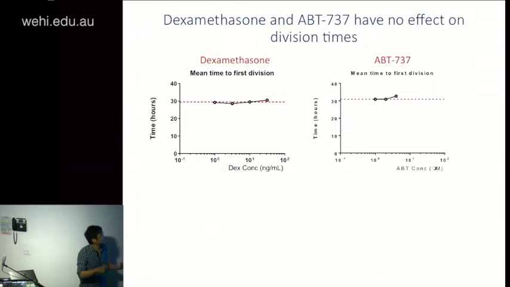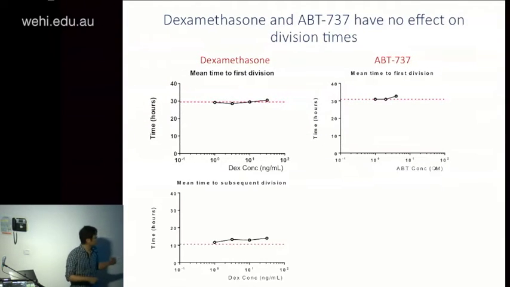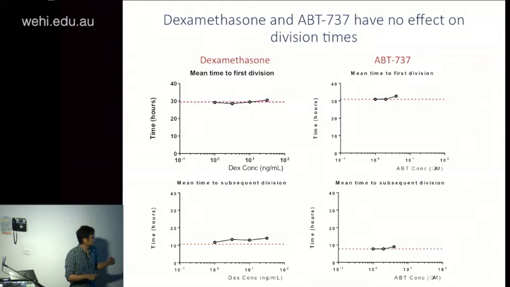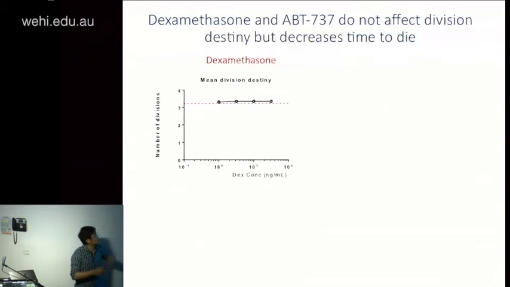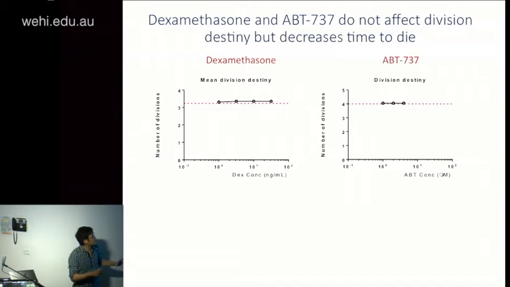If you were to enumerate that, you can see this is the effect of dexamethasone on the time of the first division, and the effects of ABT-737 on the time of the first division. You can see that both of these drugs have no effect on these parameters. And if you were to examine their effects on the subsequent division rate, you can see that there's also no effect. And when we examine the effects on the number of times cells divide, you can see that dexamethasone doesn't affect the division destiny, nor does ABT-737.